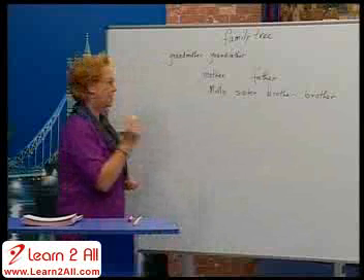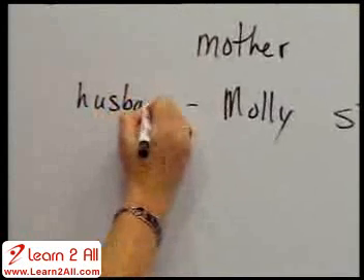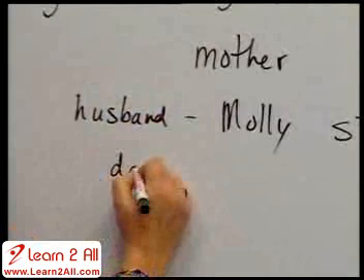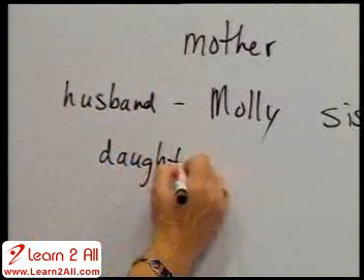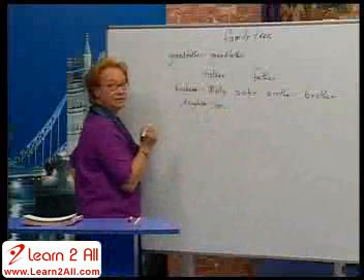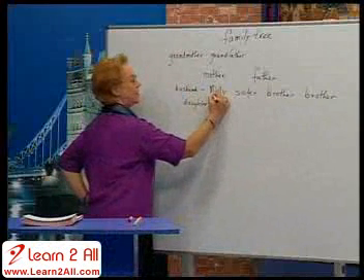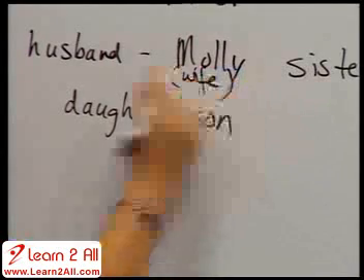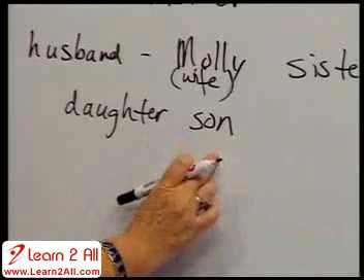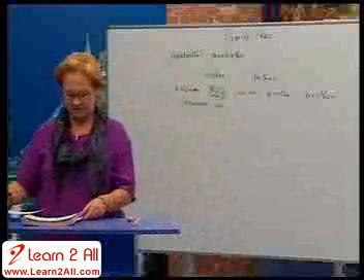Now, also we have husband, daughter, and son. Okay? So, husband, wife, daughter, son. Now, who else do we have in this family?